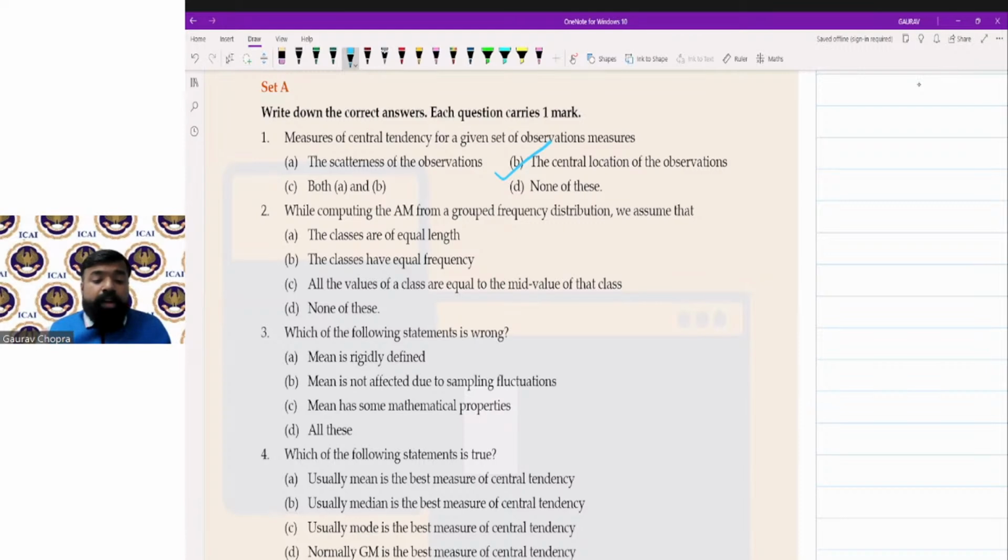Option number B. While computing arithmetic mean from a grouped frequency distribution, grouped means it is talking about continuous class interval, we assume that. What is our assumption? The classes are of equal length? No, this is not the assumption. Class interval will be given. Classes have equal frequency. We don't assume frequency. Frequency will be given. All the values of classes are equal to mid value of that class. Yes, we find out the mid value. This is our assumption. So option number C is correct.